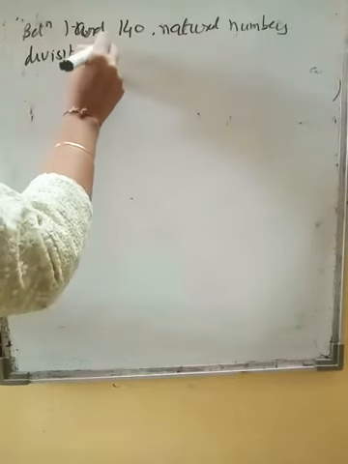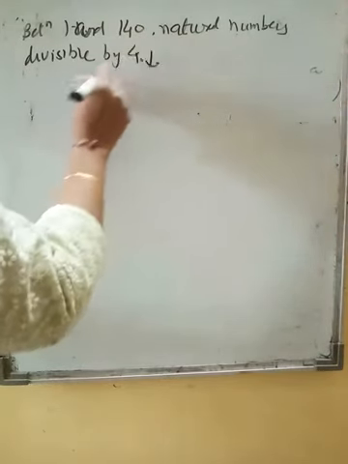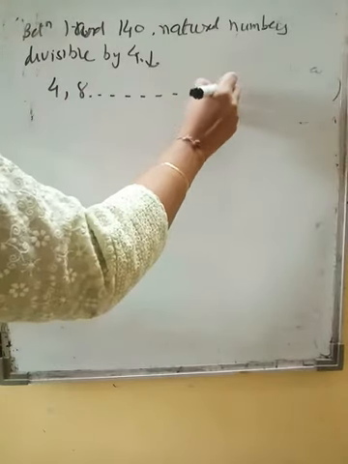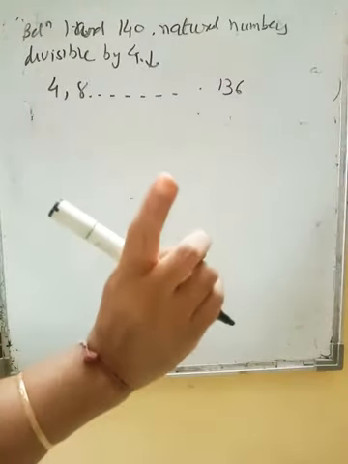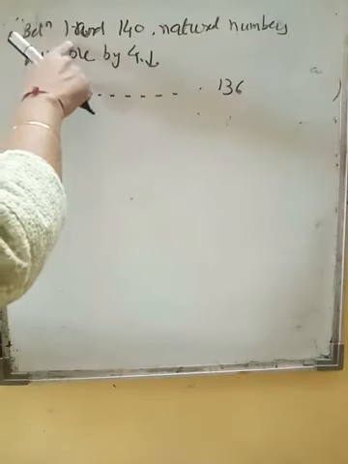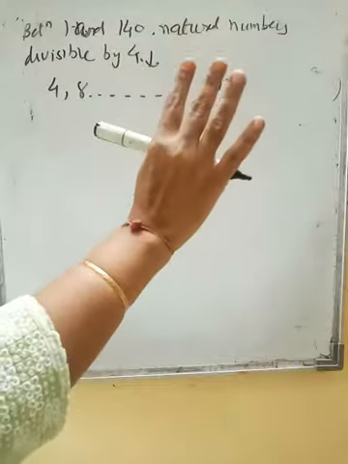Divisible by 4. So which are the natural numbers divisible by 4? 4, 8, and so on. The last number given is 136. See, 140 is also divisible by 4. But when we say between 1 and 140, I have to exclude 140.